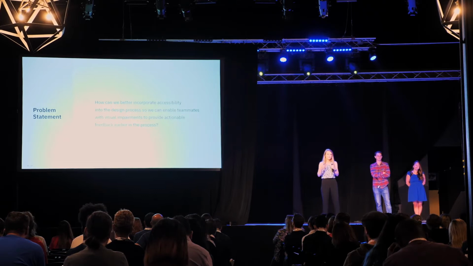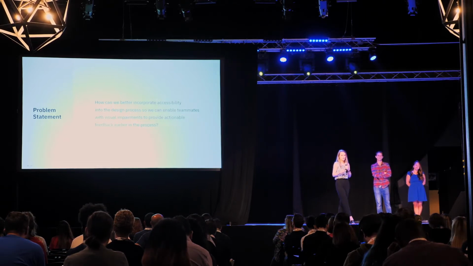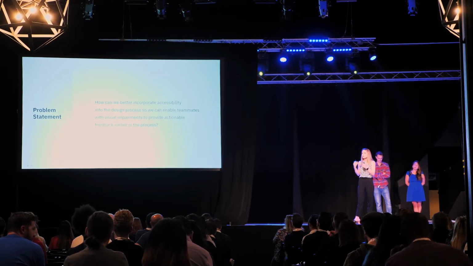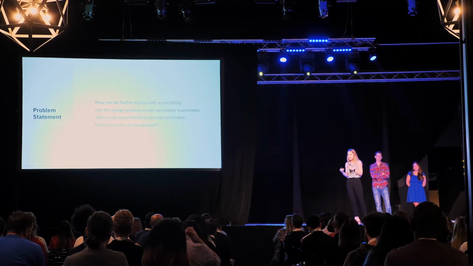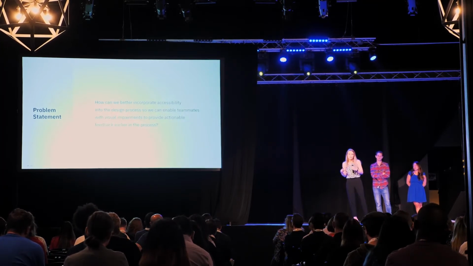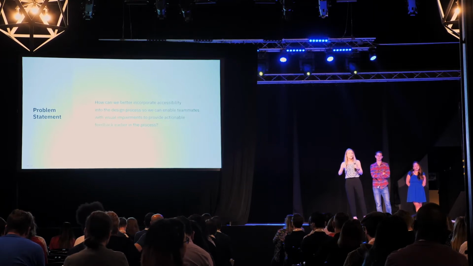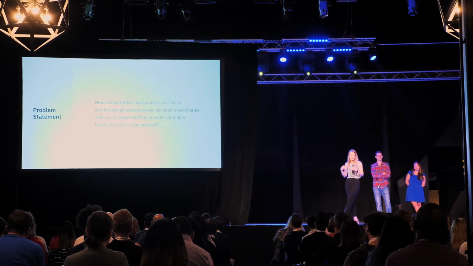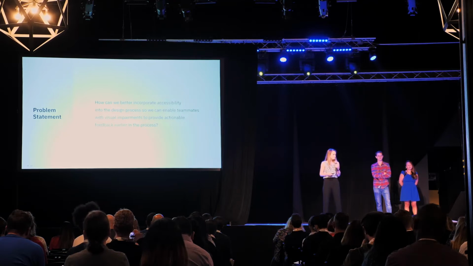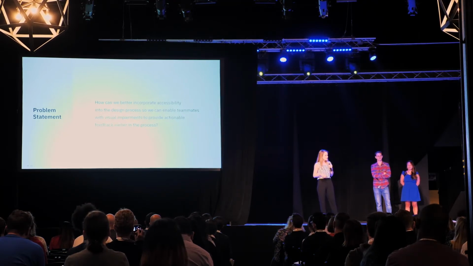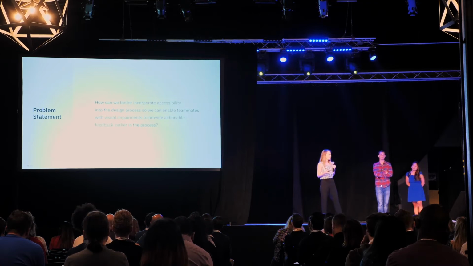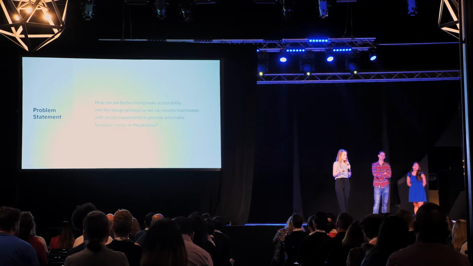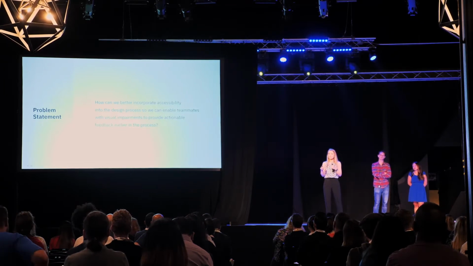So through this process, we observed, we realized this was an issue that we weren't being able to incorporate this really valuable accessibility feedback in our product at a time when we could really use it. So observing that, we came together and made a problem statement to anchor this process and help guide our efforts to solve the problem. And that problem statement is this: how can we better incorporate accessibility into the design process so we can enable teammates with visual impairments to provide actionable feedback early as possible?